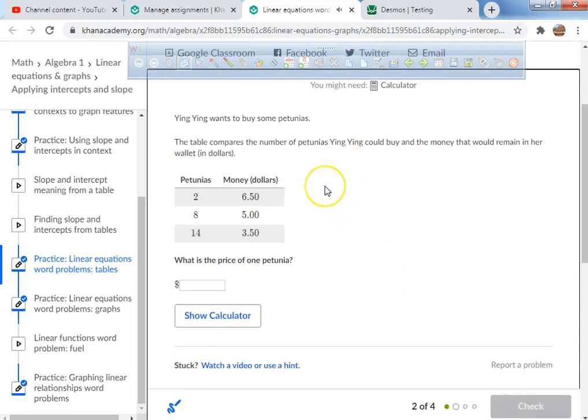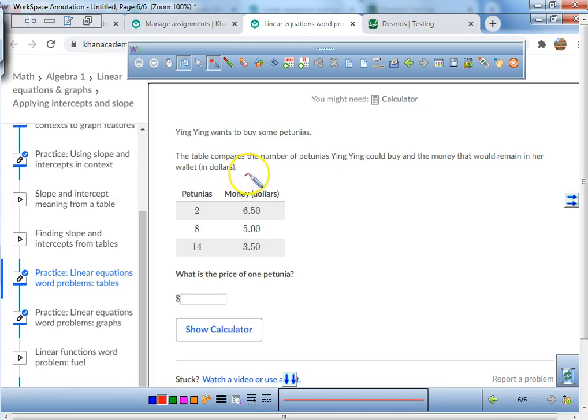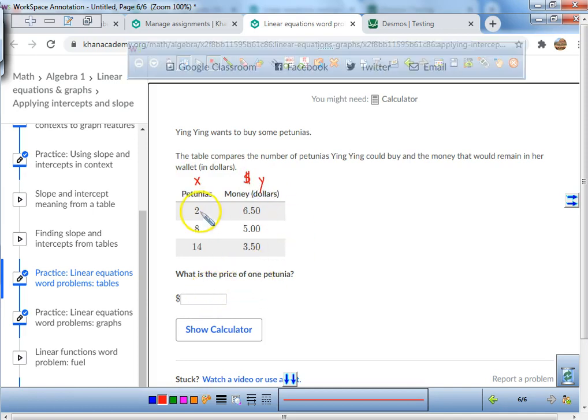Okay, let's do another one. Ying Ying wants to buy some petunias. The table compares the number of petunias that Ying Ying could buy and the money that would remain in her wallet. Okay, so right now it says, what is the price of one petunia? So literally you're looking for the slope, like what's the price for one? So let's take a look. This would be very, very easy. Here's the money. Here's the petunias. So this is your X. This is your Y. What is the price of one? Not two, but one.